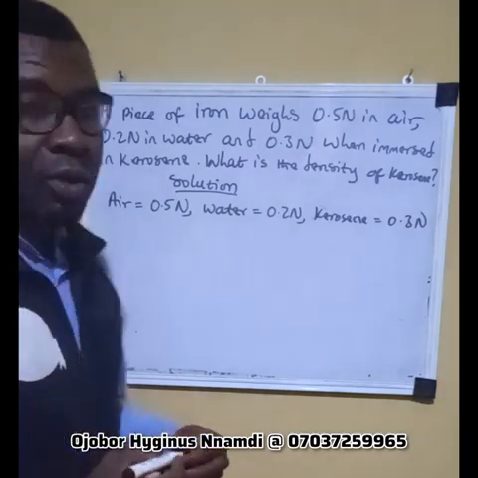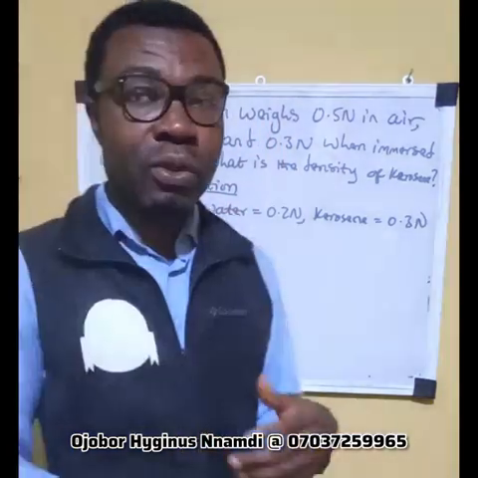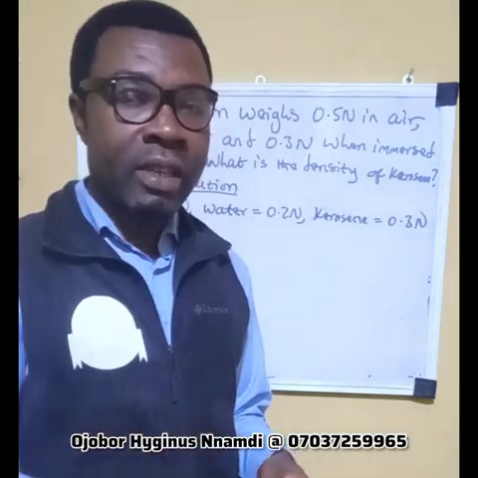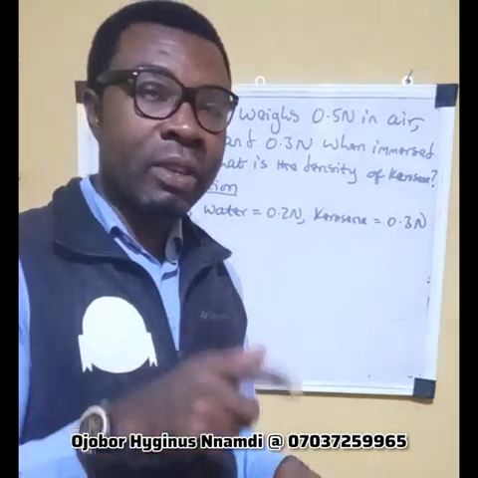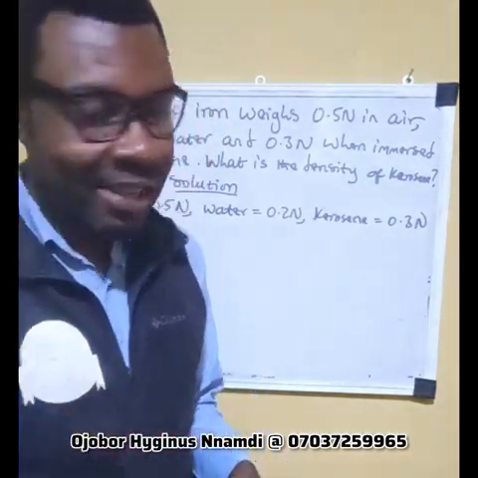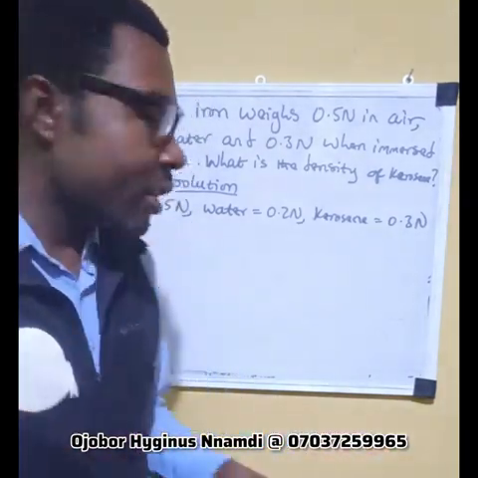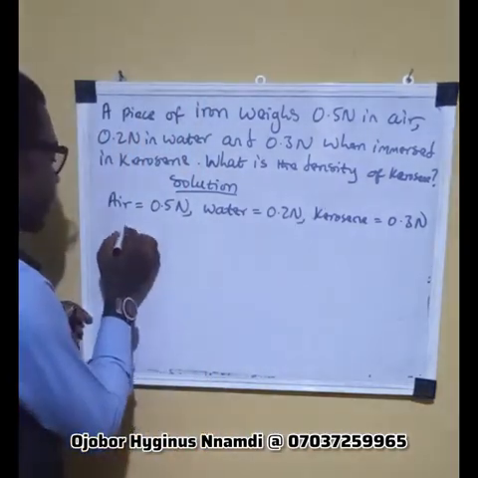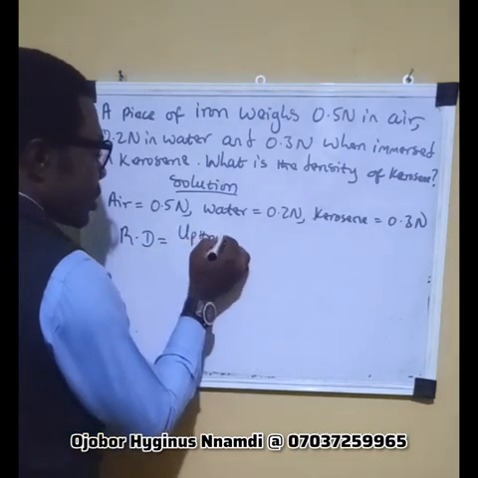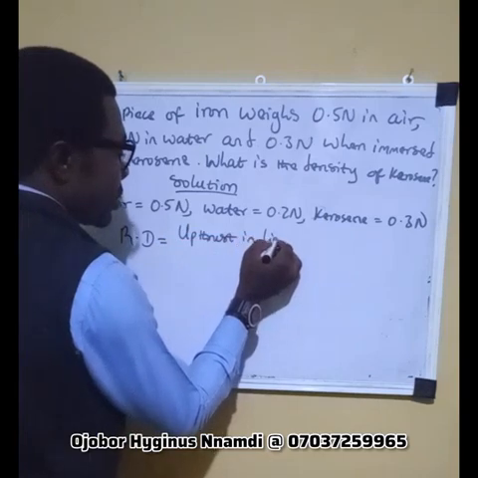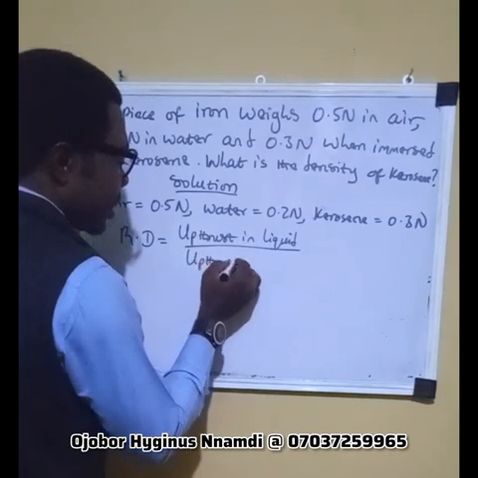Okay, density, of course, we know is mass over volume, but there's nothing about mass and volume here, so we're going to solve it using the relative density, because we know that relative density of a substance, a liquid, is equal to density of that liquid divided by density of water. So if we know the density of water and the relative density, we can now get the density of the liquid. So first of all, we know that relative density is equal to upthrust in liquid over upthrust in water.